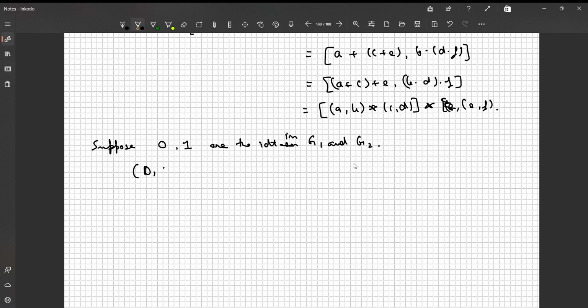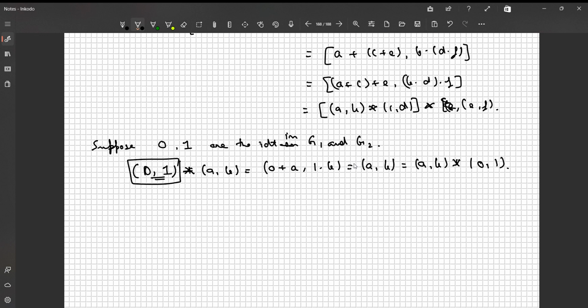So if I consider the element 0 1, the ordered pair 0 1, and I compose this with any element of the form AB, then I should get A 0 plus A and 1 dot B, but that is exactly AB. And you can observe that this happens similarly if I do AB composed with 0 1, right? And hence, since 0 and 1 are the unique identity elements in G1 and G2, this should be the unique identity element in G, right? So there is also an existence of identity.